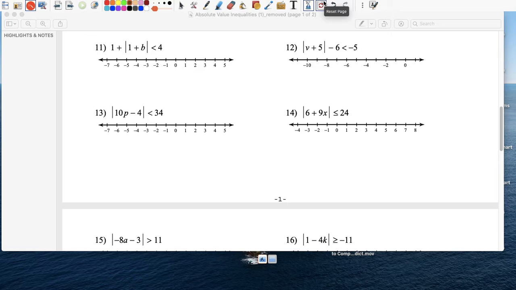No idea what that was. 12? Now it's 14. Okay, 14 likewise is set and ready for us to do.